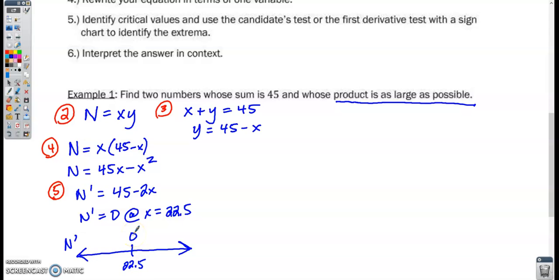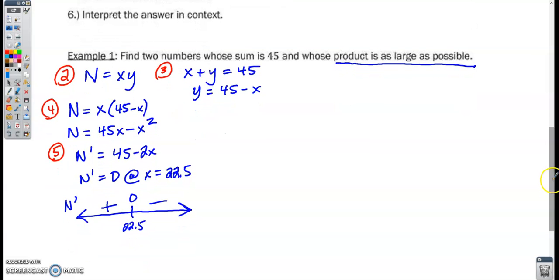That does happen sometimes. So I do my analysis of my sign chart here. Let's see, if I put 30 into the derivative for x, this is negative, and if I put 20 in, it's positive. That means that this is a relative maximum, and it is the only extreme value in the problem. So this verifies that it's a max.